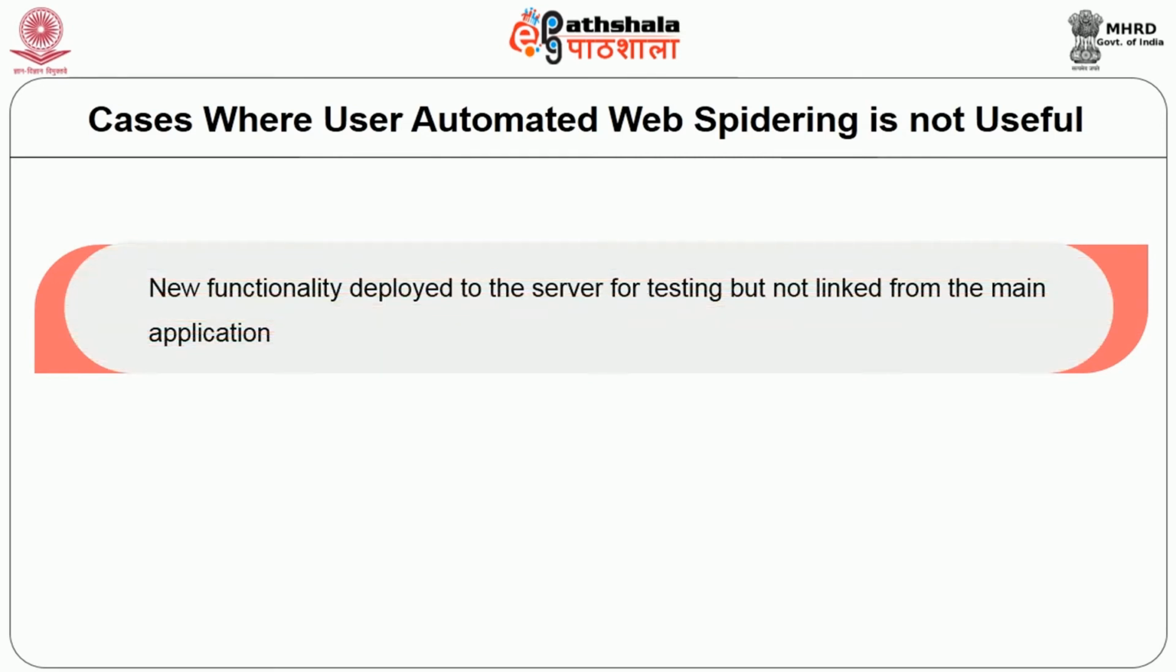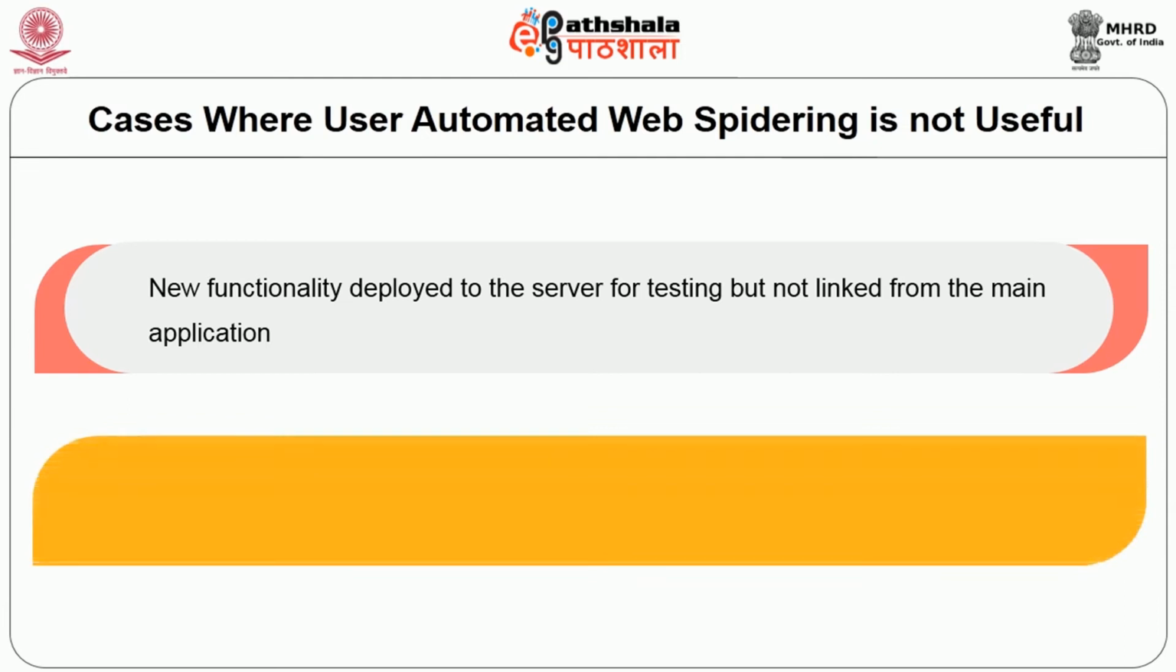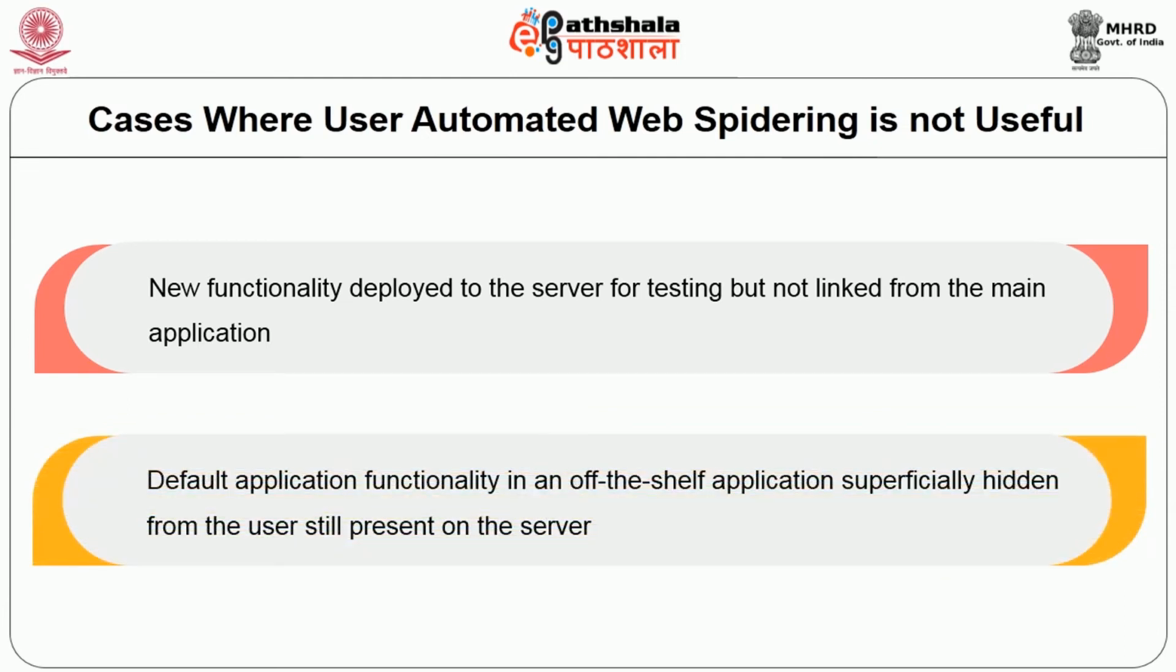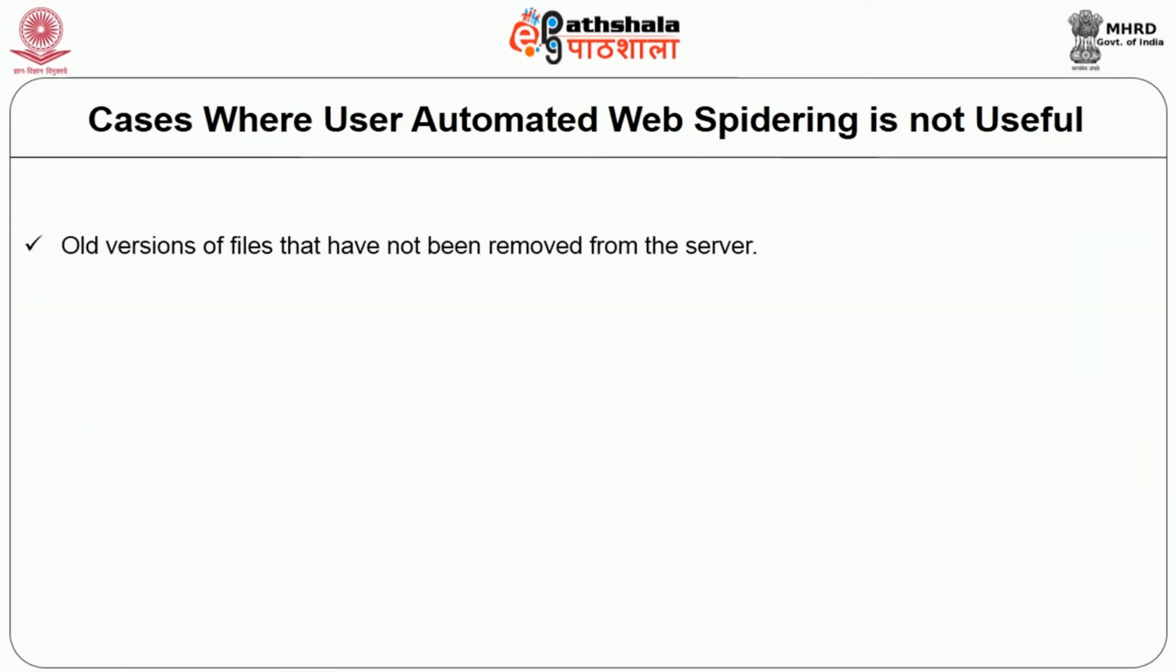New functionality that has been deployed to the server for testing but not yet linked from the main application. So certain web pages doing certain functionalities are ready, but they are not yet linked with the main page. Default application functionality in an off-the-shelf application that has been superficially hidden from the user, but it is present in the server. There are old versions of files that have not been removed from the server. In case of dynamic pages, this may contain vulnerabilities that have been fixed in the current version, but they can still be exploited in the old version.